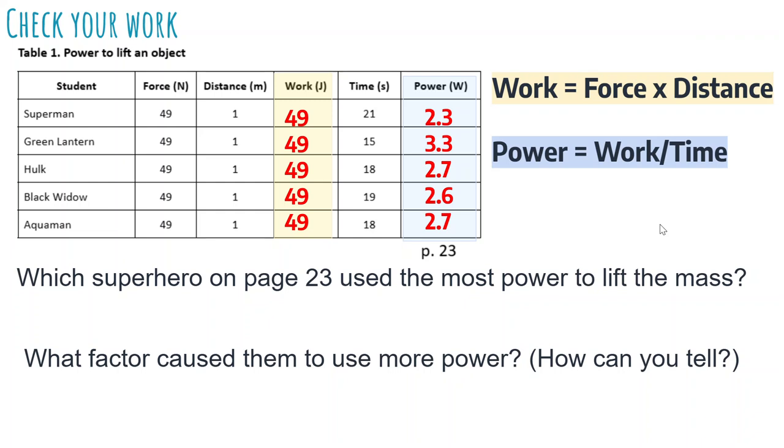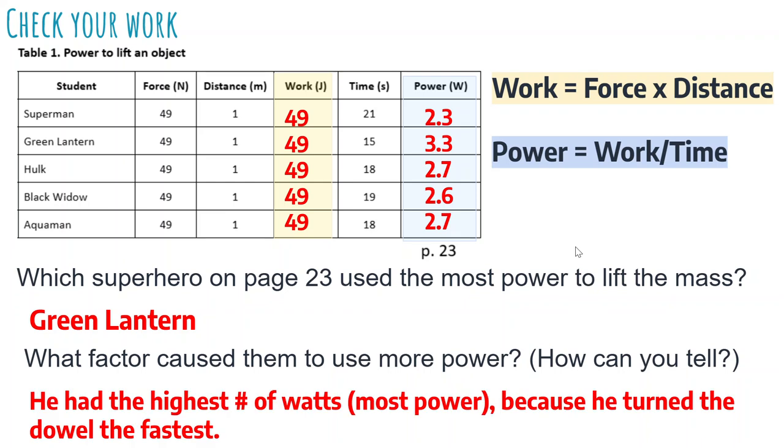We can see the amount of power used. Which one was the most? That's 3.3. That's our biggest number here. And who was that? Let's look over here. Green Lantern. Green Lantern is our winner. So Green Lantern used the most power. He was the most powerful. And why? What was the difference? Well, he did it the fastest. Okay, that's how we figure out our value for power. We divide work by time. And since his was the smallest amount of time, he was the most powerful. He had the highest number of watts, most power, and it's because he turned that dowel fastest.